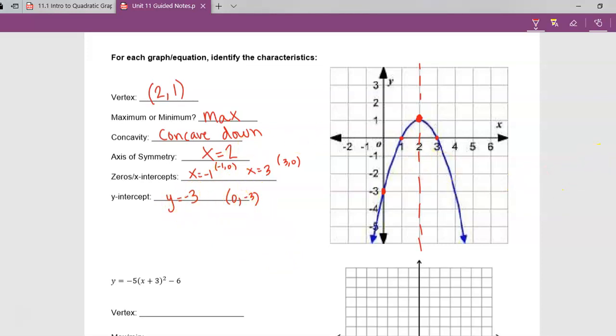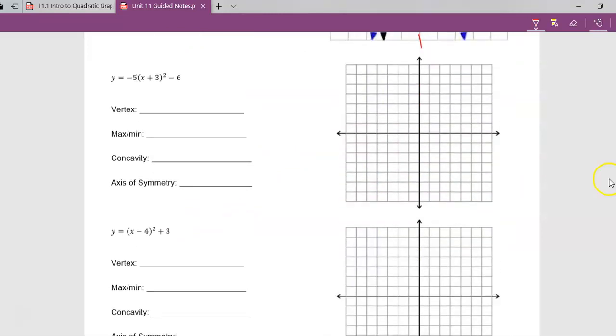Next one. This one we are going to have to sketch ourselves first. We're going to use our transformations. So this +3 on the inside tells me it goes left 3, and the -6 means it goes down 6. So there's my vertex. The -5, remember, those are two separate transformations. The negative flips it upside down. The 5 vertically stretches it, so it's just going to be skinnier. Think of a rubber band that's been stretched. So it looks something like this.